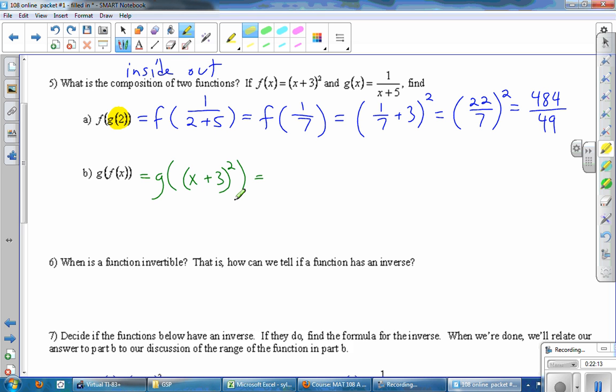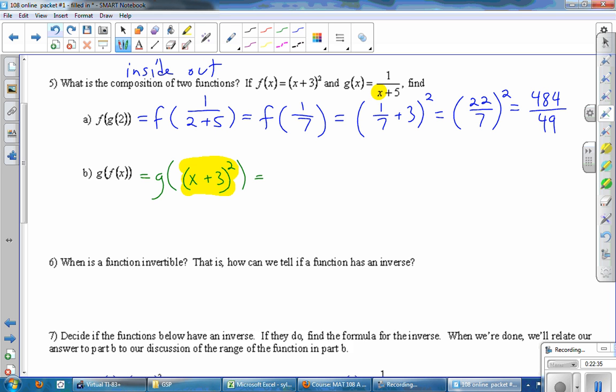Well, we saw that there was a 2 in the parentheses, and we just put a 2 right there for the x. So whatever's in the parentheses, you just put right down there for the x. So that's what we're going to do here. What we see in the parentheses now is x plus 3 squared. That's inside of the g function. So right up here where I see this x, I'm going to put x plus 3 squared.